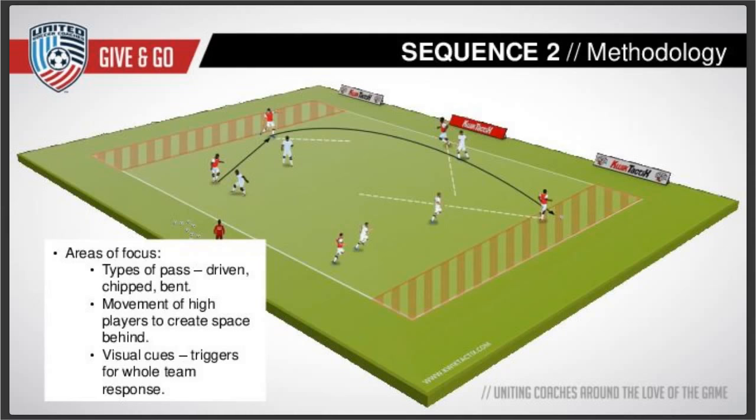Maybe our short backward pass is a trigger for the next pass to be played long, and as a result, the players up ahead of the ball will move off in different directions wide and then vacate the opportunity for a player running from a deep position.